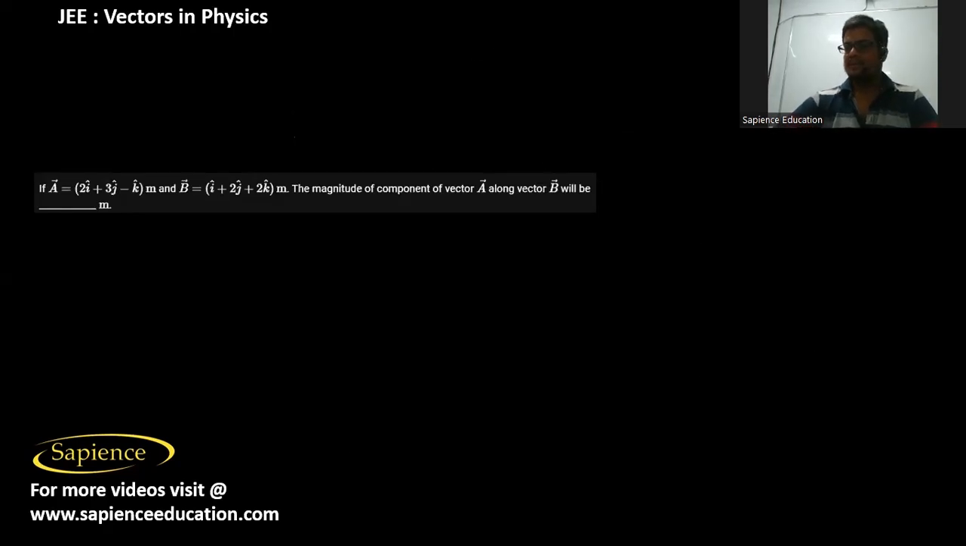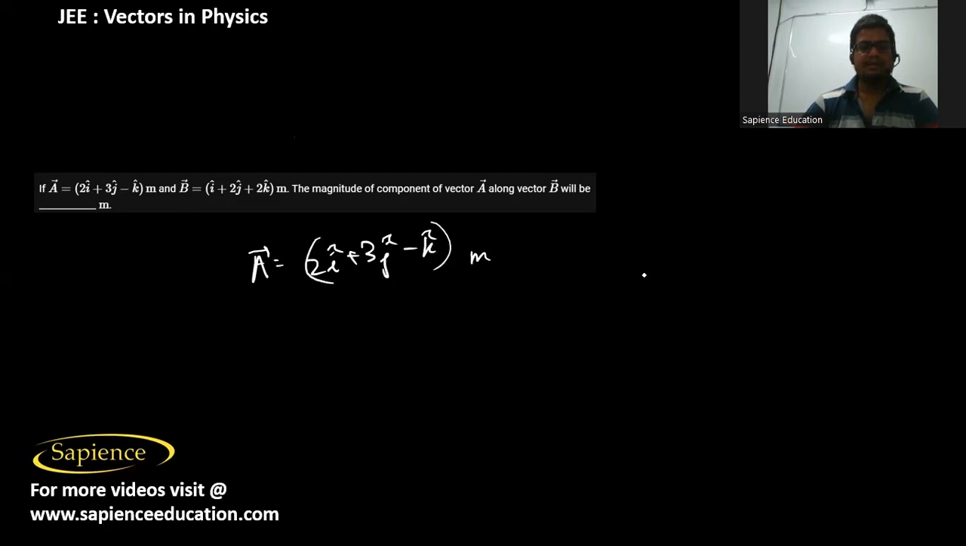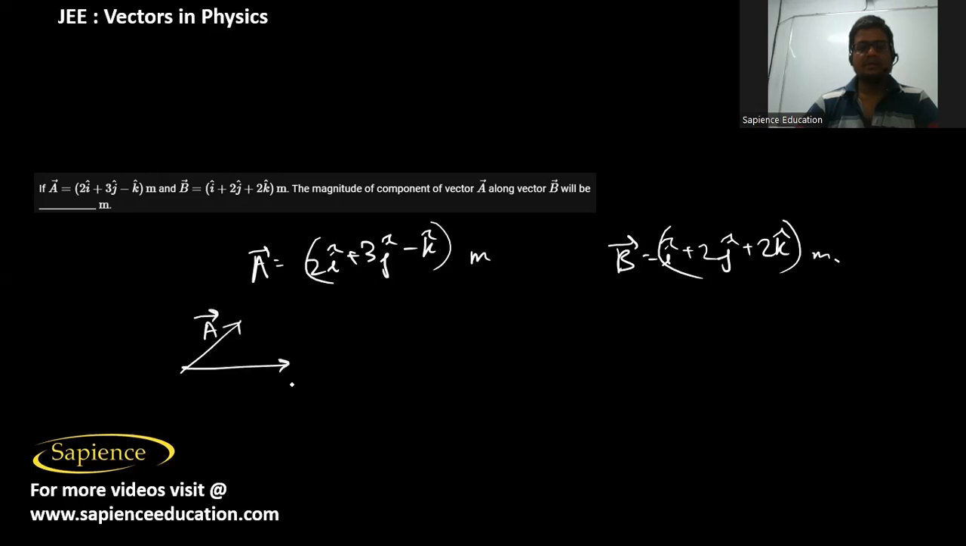Then here it is told if vector A is equal to 2i cap plus 3j cap minus k cap meters, and B vector is i cap plus 2j cap plus 2k cap meters, then the magnitude of the component of vector A along vector B will be. So you have to find the component of vector A along the vector B.